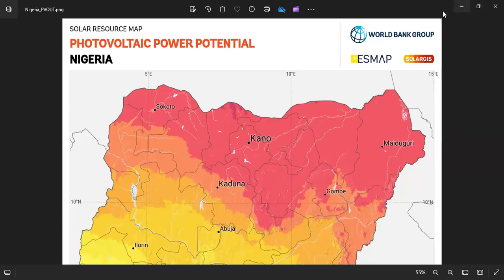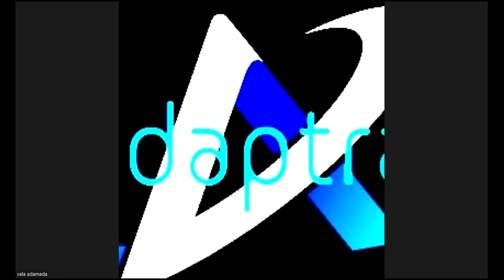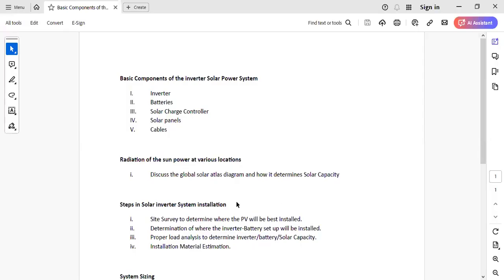Before we go, I think we can quickly have a recap of what we studied today, so that we continue from there next week, Sunday, by the grace of the Almighty. So at least we talked about basic components. Today we talked about two aspects of the first part of the course. We talked about the basic components of the inverter solar power system. Then we talked about the radiation of the sun power at various locations, you understand?